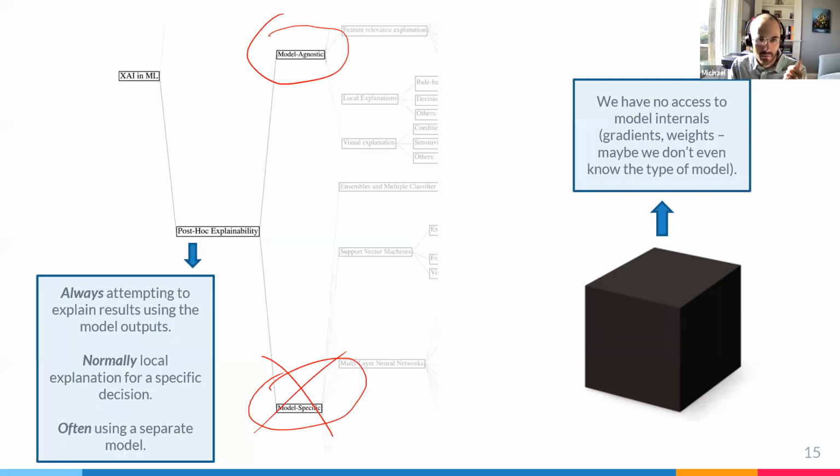This is this black box idea. We might not have access to gradients and weights, and sometimes we might not even know the type of model that we're using. So these techniques obviously come in quite handy.